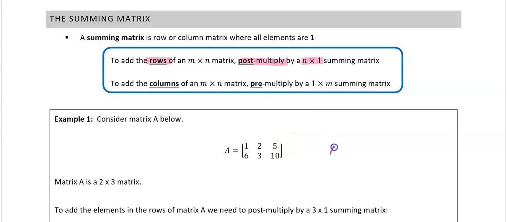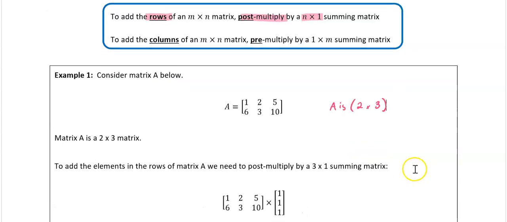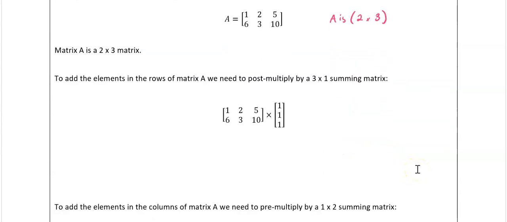So first here we're going to note down A is a 2 by 3 matrix. And so when I want to do that adding of the rows, that means I'm post-multiplying, so after the matrix, by my 3 by 1 summing matrix. So if we look at what impact that actually has, my answer will be here a 2 by 1, okay, because I'm going to have a calculation which is just the sum of the first row and sum of the second row, so two numbers in the end.